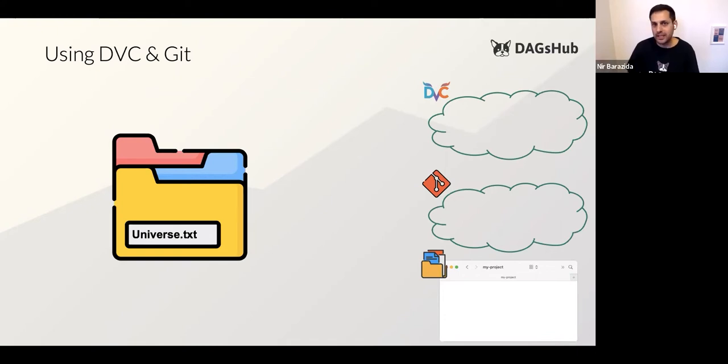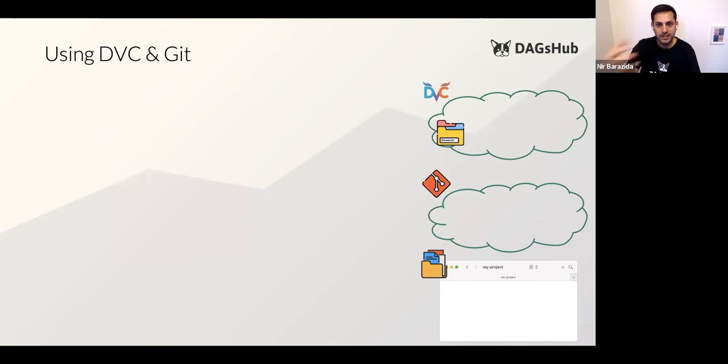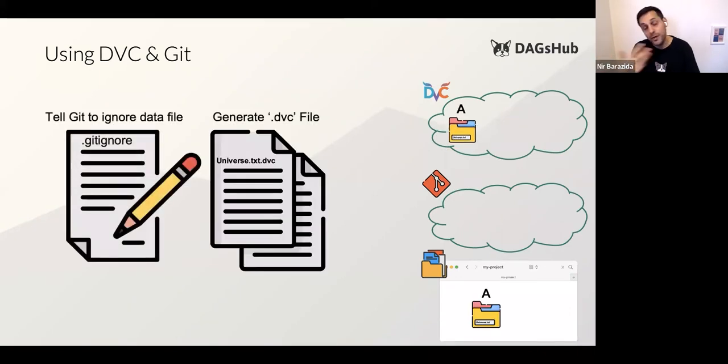So we don't want to use Git to track it. We want to use DVC to version it. So we're gonna use the command called dvc add universe.txt, which is gonna version this file. And by running this command, two or three things are gonna happen. First and foremost, DVC is gonna version the universe.txt. So as you can see, it's version A.